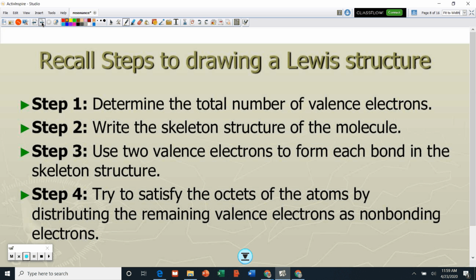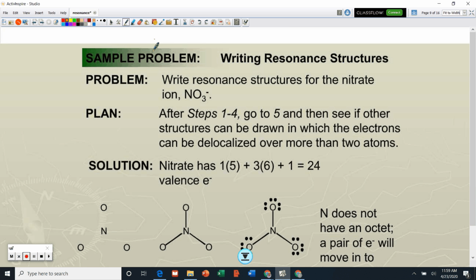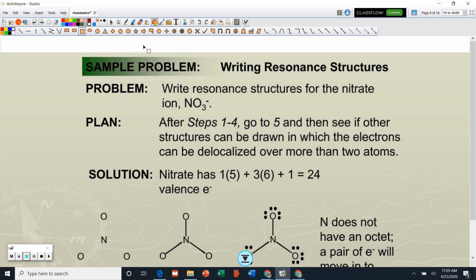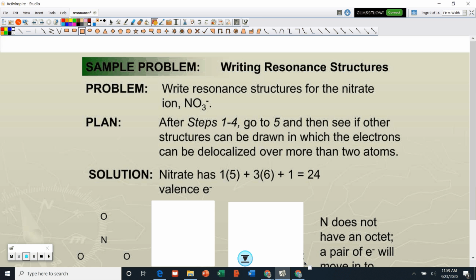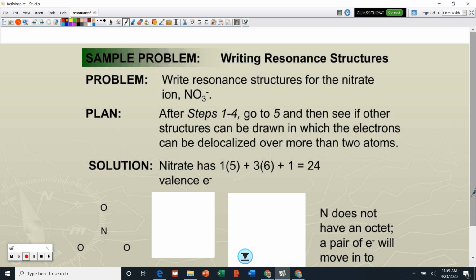Going through, let's look at this. I'm going to cover these up just so that I can talk about it stepwise. All right. If I asked you to write a resonance structure for the nitrate ion, nitrate, remember, is NO3 with a -1 charge. And that's why it is an ion, because it has a charge. All right, so looking at these, go through steps 1 through 4.